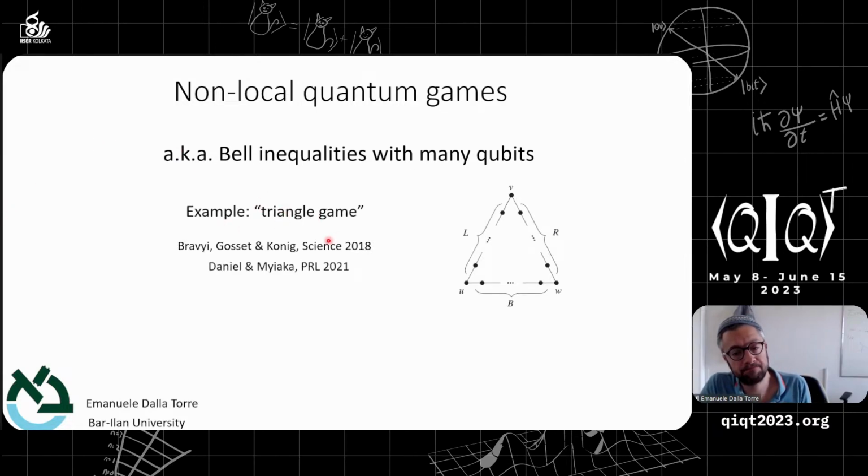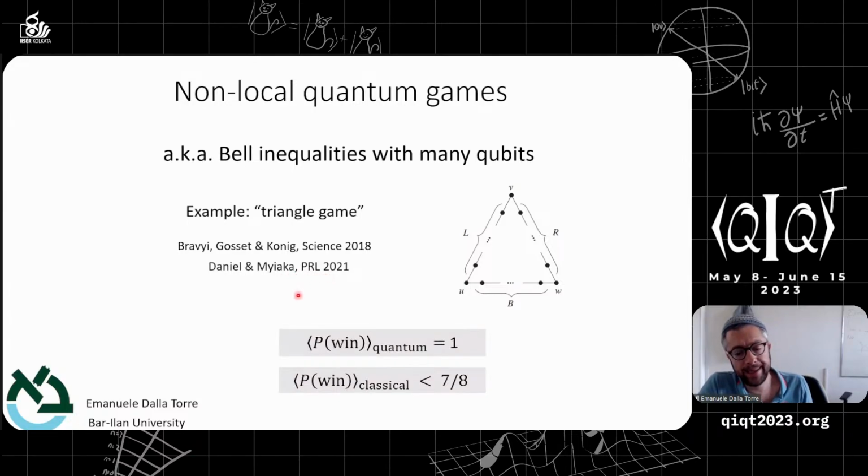So the usual Bell inequality is for 2 qubits. And the question is, how can you realize something similar with more than 2 qubits? So with many qubits. And this is essentially the idea of a non-local quantum game. Here, what we implemented is what we call the triangle game that was introduced by Bravyi, Gosset, and König in Science, and then extended and also explained in a somewhat clearer way by Daniel Miyake in PRL 2021. So what is the idea?